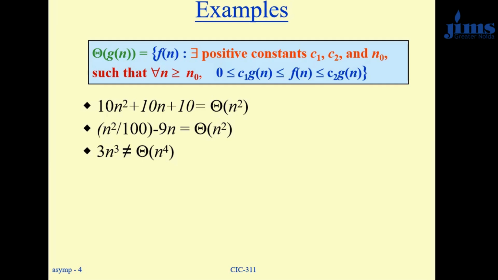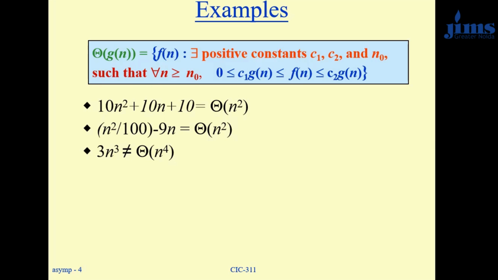Now in this case, if I take C1 equal to 10, what will C1 g(n) be? It will be 10n square. C1 g(n) is 10n square, and the function f(n) is 10n square plus 10n plus 10. We know that 10n square will always be smaller than the function for all values of n greater than or equal to 0. So C1 g(n) is acting as the lower bound for C1 equal to 10.